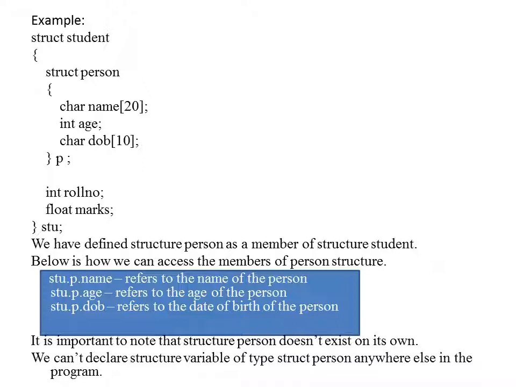So in this way you can go to the inner structure. Here we have defined the inner structure inside the outer structure. Otherwise you can define the inner structure above the outer structure. Both of these methods of defining nested structures are given in your book. Like struct person, you can define above the struct student, and you can use the variable of struct person inside your outer main structure.